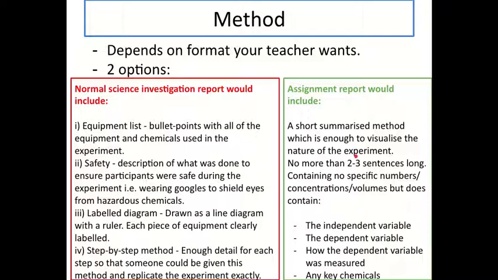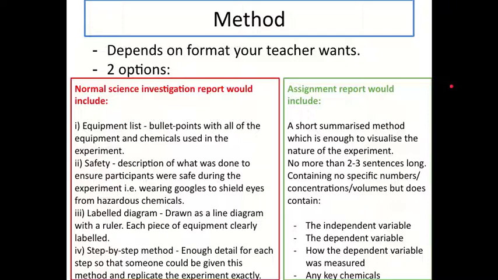So this is specifically practicing how you'd write a method for the Nat 5 or higher biology assignment, so this bit on the right. Now, unlike the generic way to write a scientific method section, the assignment asks you to write a short summarised method, which would only be enough to let someone visualise the nature of the experiment and not actually carry it out. Therefore, you don't need to and shouldn't include specific volumes and concentrations.